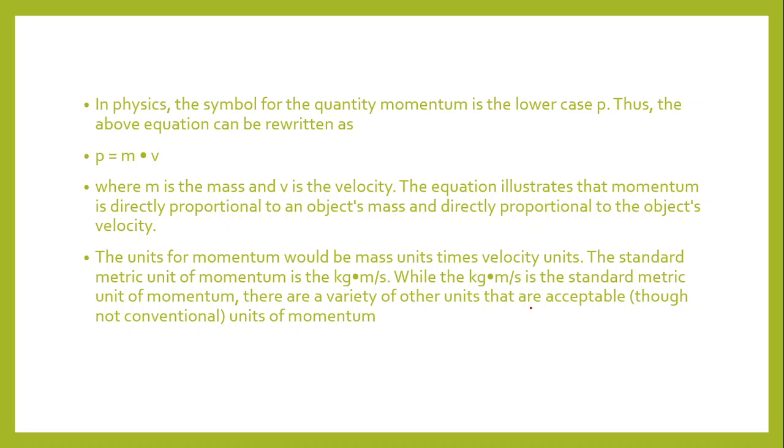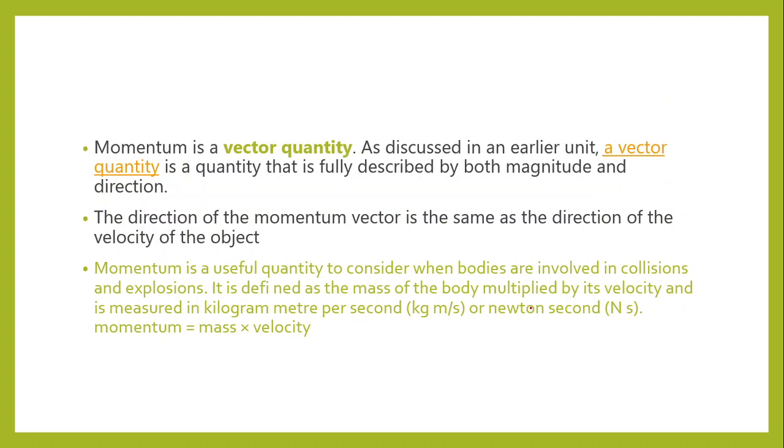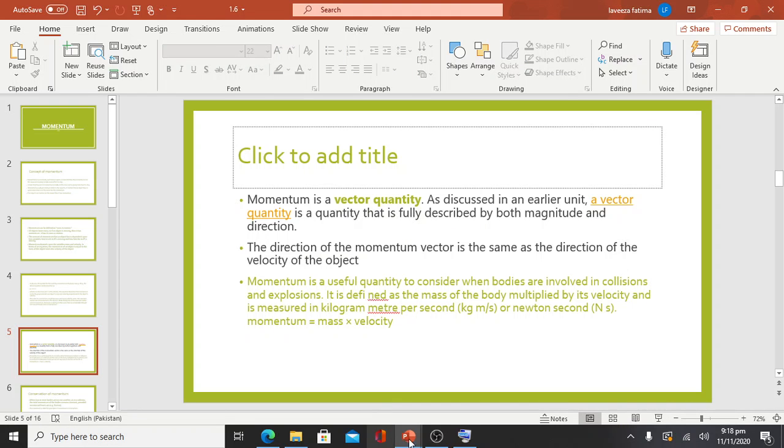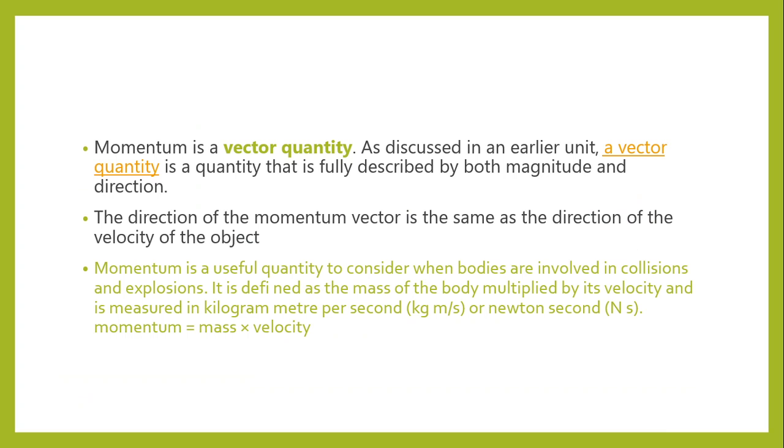So now, momentum is a vector quantity. As discussed in an earlier unit, a vector quantity is a quantity that can only be fully described by both magnitude and direction. So momentum is a vector quantity. Now, if you think about it, that's very easy to understand, because momentum has this quantity inside that we account, which is a very clear vector quantity, and that is velocity.